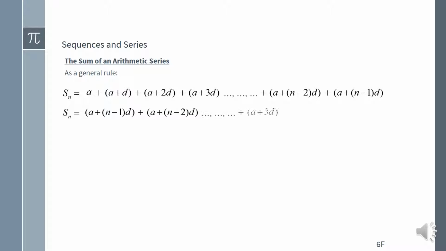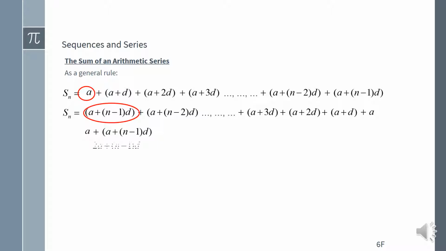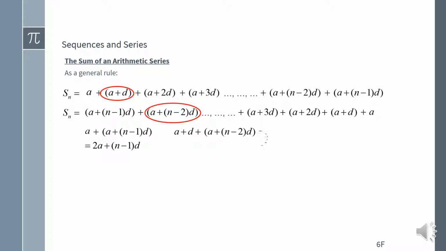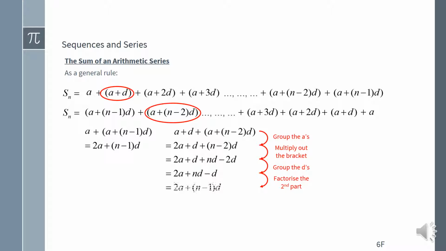As a general rule, we can do this. If we have Sn is a plus (a plus d) plus (a plus 2d) plus (a plus 3d) plus ... (a plus (n minus 2)d), the penultimate term, plus (a plus (n minus 1)d), the final term, and write that series backwards, and then add the two series together, we get two lots of Sn is (2a plus (n minus 1)d). A plus d plus a plus (n minus 2)d works out the same. Group the a's, 2a plus (n minus 1)d.